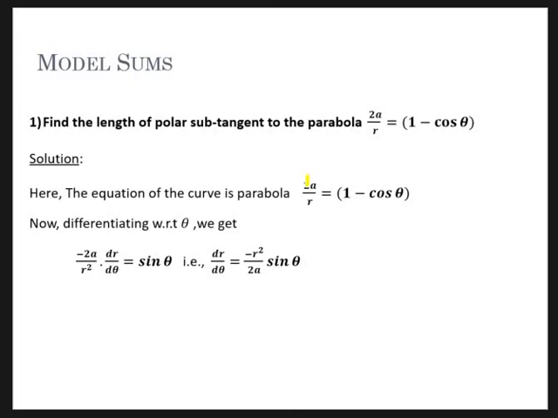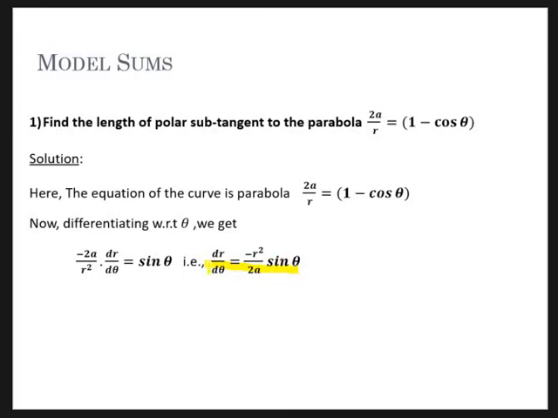When you differentiate 2a by r, 2a is a constant, then the derivative of 1 by r is minus 1 by r square dr by d theta. Derivative of 1 is 0. Derivative of cos theta is minus sin theta. Minus into minus gives plus sin theta. Hence, the derivative of the given curve is minus 2a by r square into dr by d theta is equal to sin theta. Now, let us solve for dr by d theta. So, we get dr by d theta is equal to minus r square by 2a into sin theta.